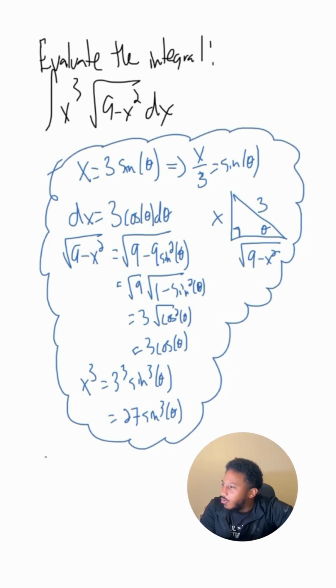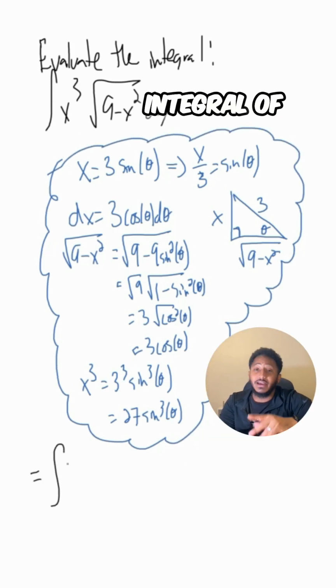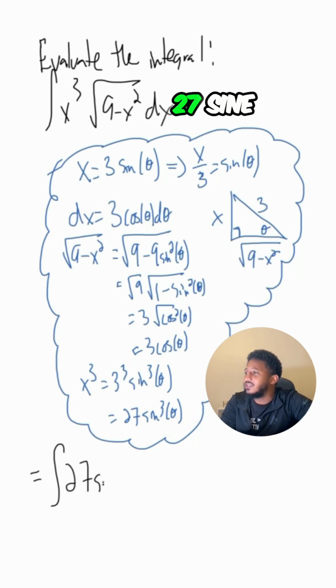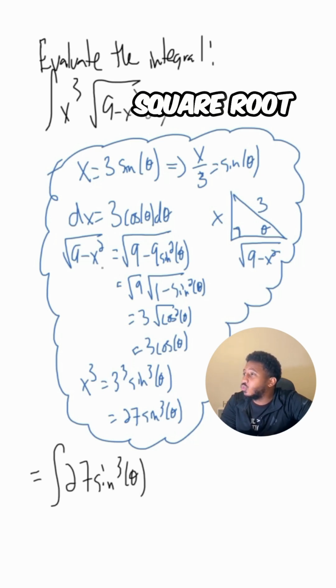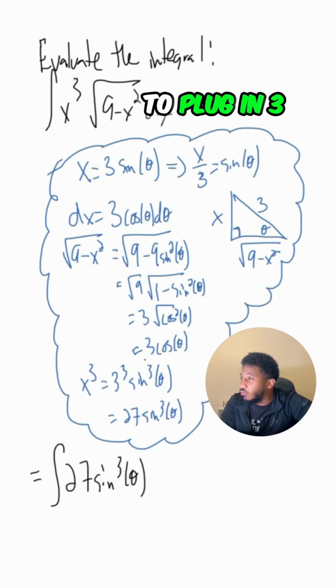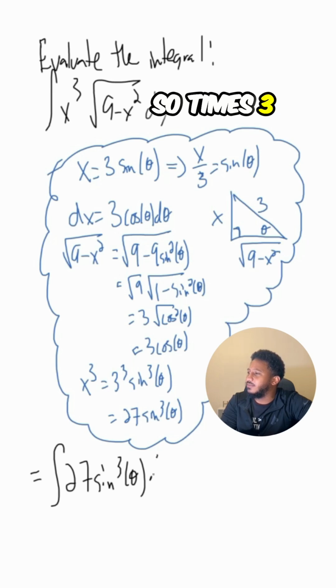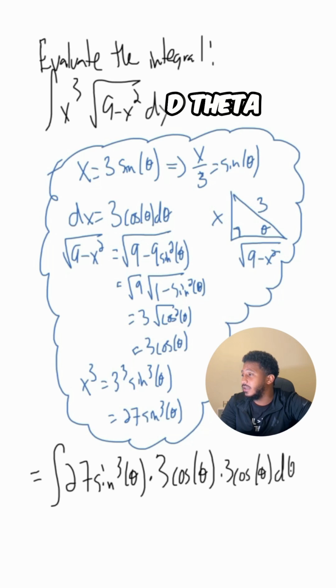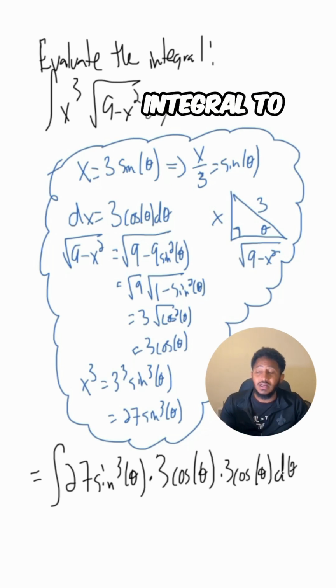Now let's plug in. The integral of x cubed, we'll plug in 27 sine cubed of theta. For that square root of 9 minus x squared, we said we're going to plug in 3 cosine of theta, so times 3 cosine of theta. And for dx, we said that's 3 cosine of theta d theta. So another 3 cosine of theta d theta. And hopefully this is an easier integral to integrate.